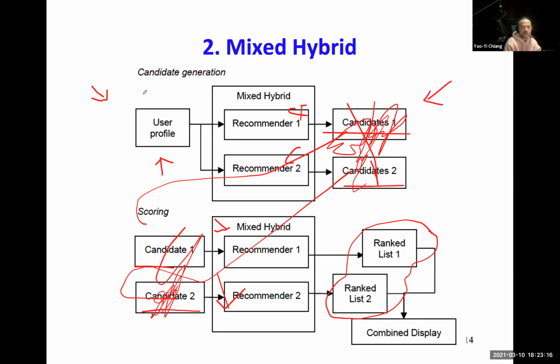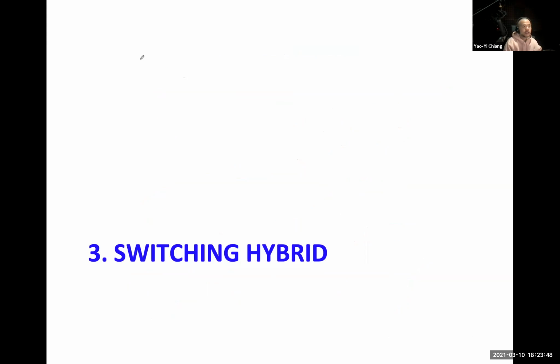In practice, you just take the user profile, send it to a recommendation system, and it will generate a ranked list. Send it to the second recommendation system. It has a ranked list. You combine them, you show that to the user, and you're done. And again, the reason why you see all these duplicates, the candidate generation part and the scoring part, is because in the paper, they want to be consistent across all the different types of hybrid systems. So don't get confused.